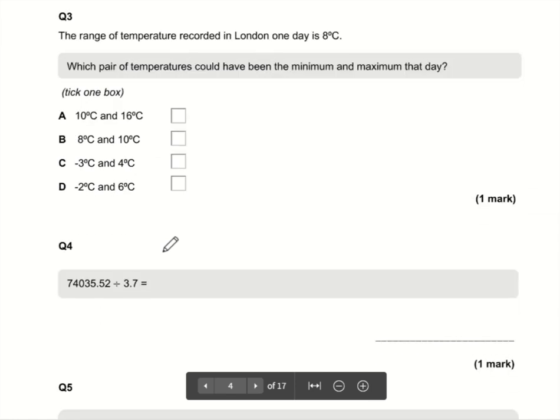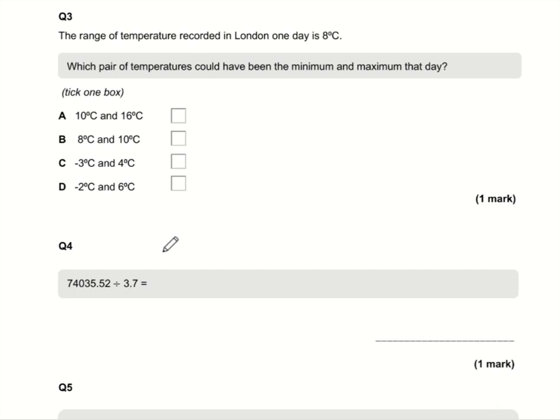Question 3, the range is 8, so which pair of temperatures could have been the minimum and maximum? So we're looking for two temperatures where the difference is 8. Well, the difference between 10 and 16 is 6, so it's not A. 8 and 10 has a range of 2, so it's not B. Right, let's have a look at C.